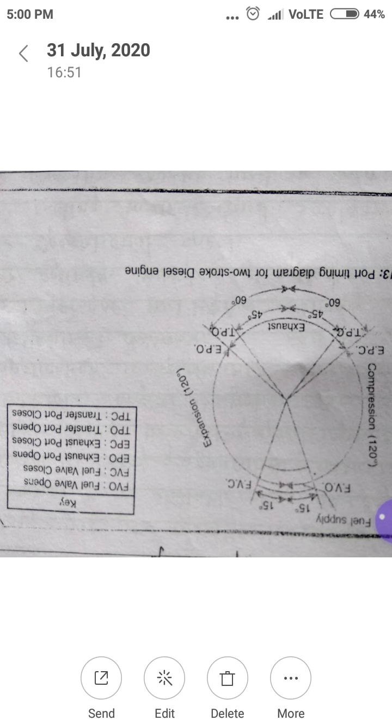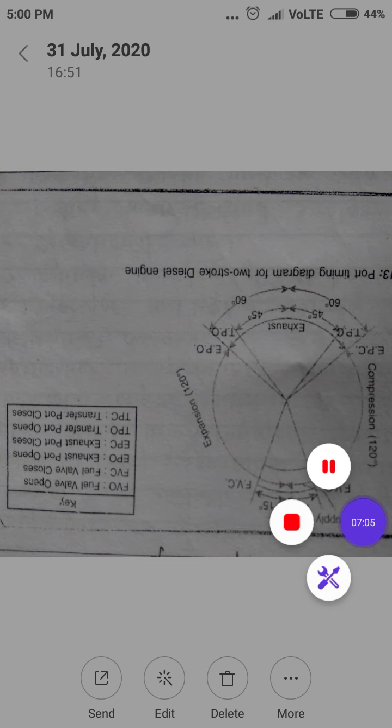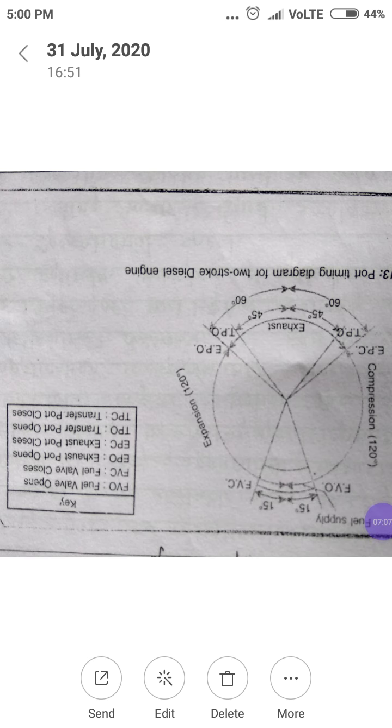So this is about the port timing diagram for the two-stroke petrol engine and two-stroke diesel engine.